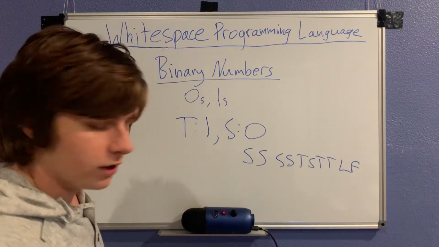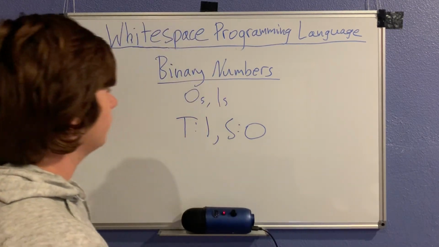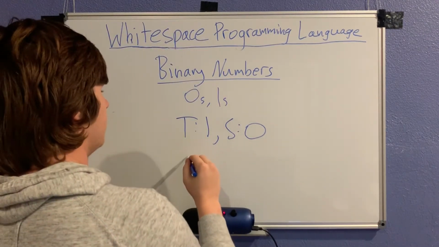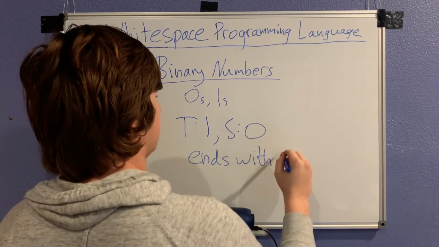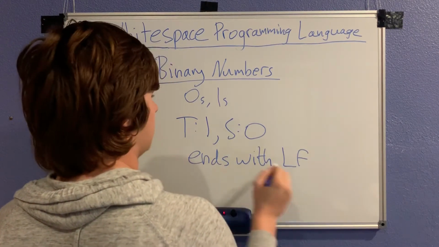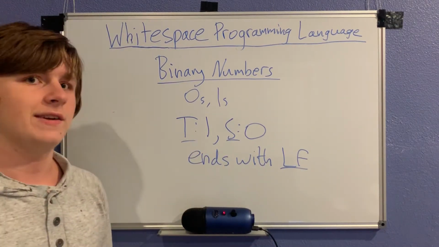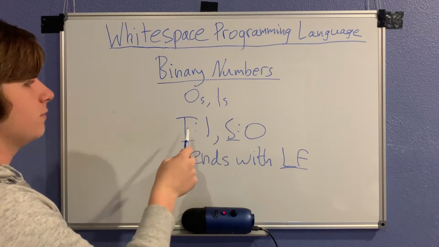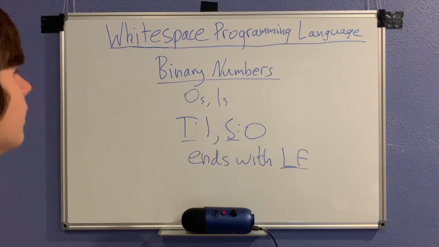So binary numbers are very simple in this language. They always end with line feed. So when you think of a binary number, just remember tabs are 1s, spaces are 0s, and they always end with a line feed, and you'll be good.